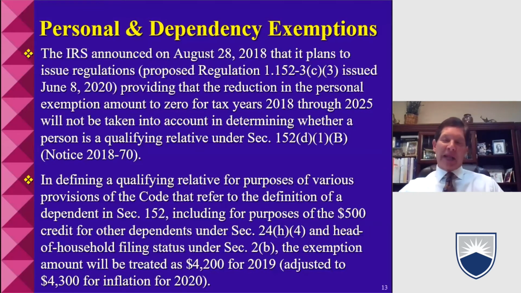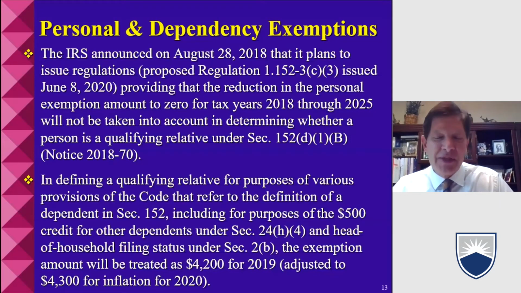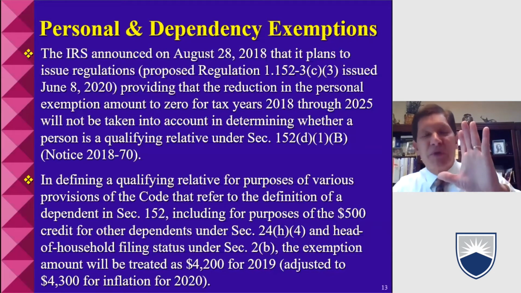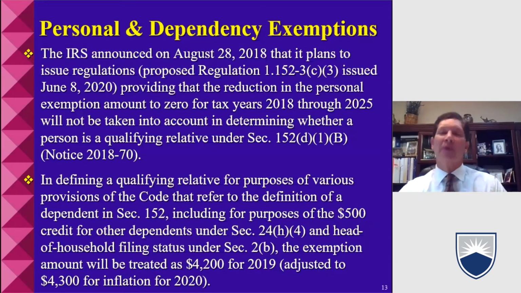It may have been zeroed out in theory, but not for these other tests: not for the qualifying relative test, not for the head of household test, not for the other $500 dependent credit test. So the IRS had planned back on August 28th of 2018 to issue a series of regulations, which they did on June 8th of 2020.